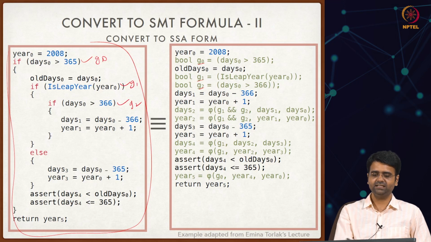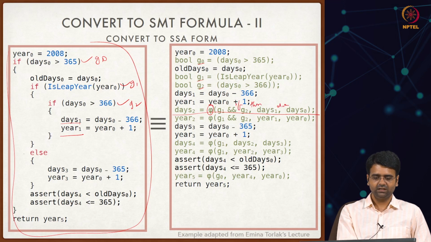And what we are saying is that the value of these variables, for example days 1, year 1 and so on, is dependent on whether or not these conditionals are true or false. So if you see this particular assignment, days 2, it is using this notation phi. What this means is that if G1 and G2 are true, then days 2 is assigned as days 1, otherwise it is assigned as days 0. So this is how you can read it. This is like if, then and else.